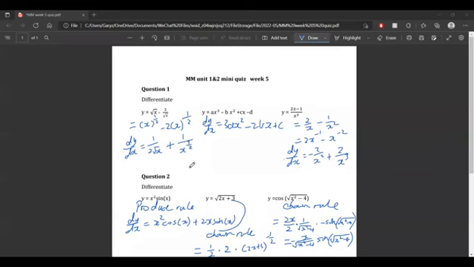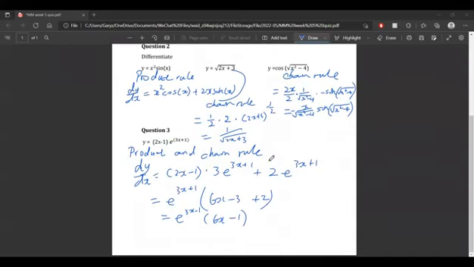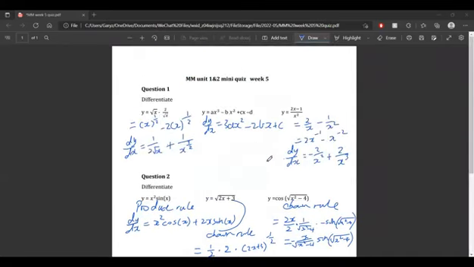Hello everyone, today I'll be going through the Math Methods Unit 1 and 2 mini quiz for week 5. All of this quiz is just differentiation questions. So let's go through it.